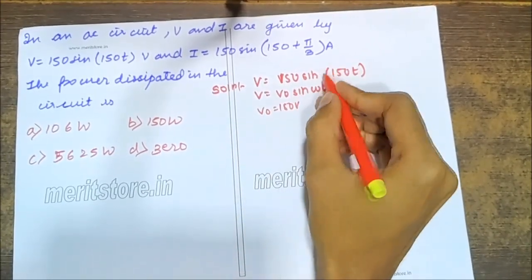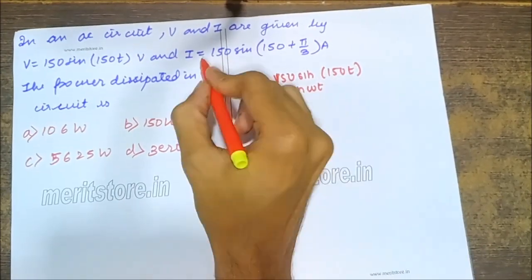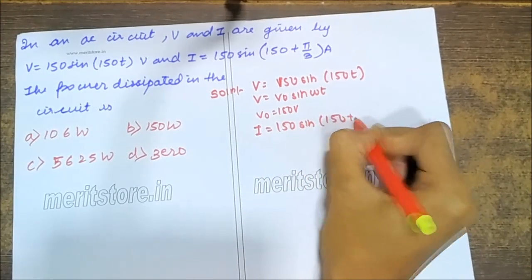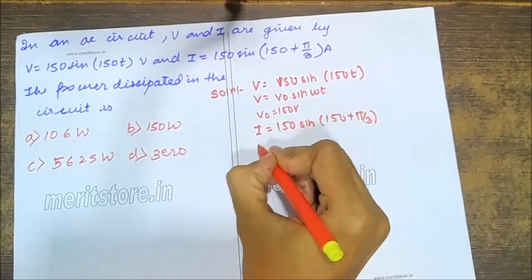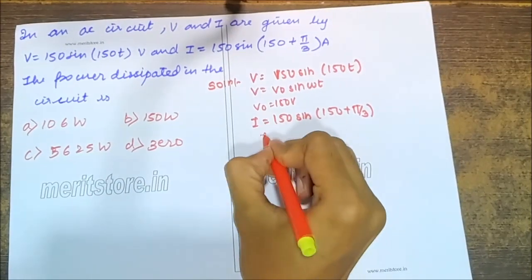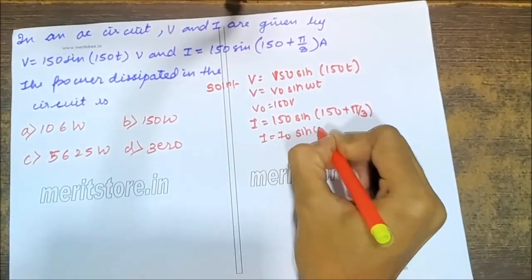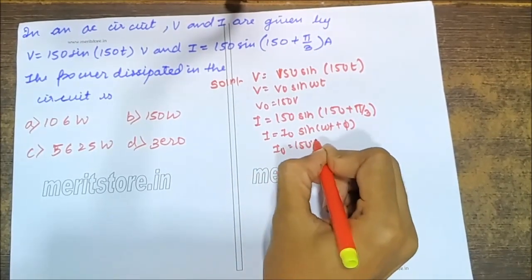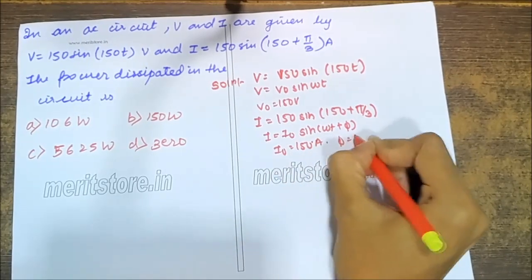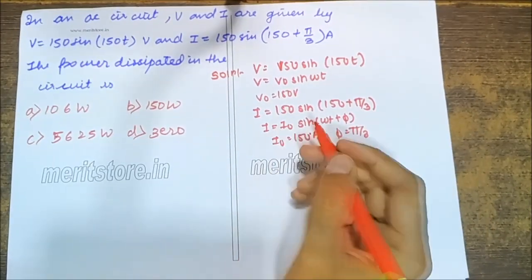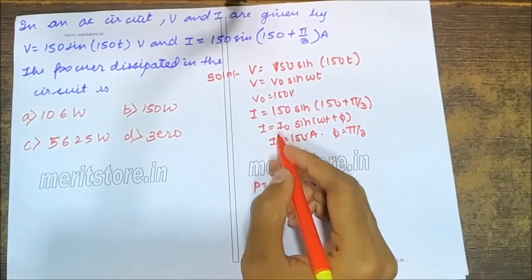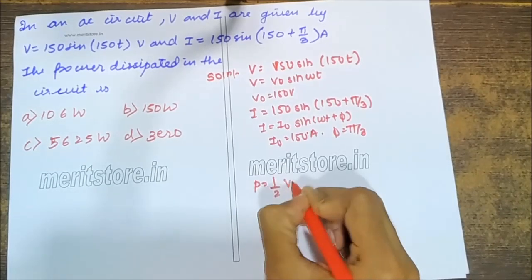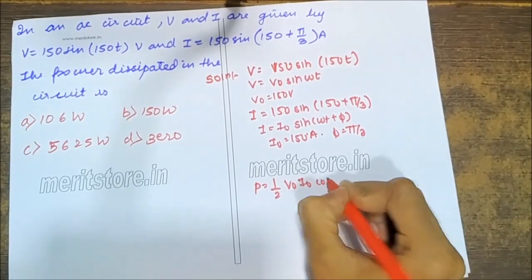Also we have the given equation for the current, 150 sine (150t plus pi by 3). Comparing it with the general equation for the current, I equals I0 sine (omega t plus phi), we get that the I0 value is 150 amps, and phi is pi upon 3. So the power dissipated depends on the peak value of the current and the voltage, and the relation is half of V0 multiplied by I0 into cos of phi.